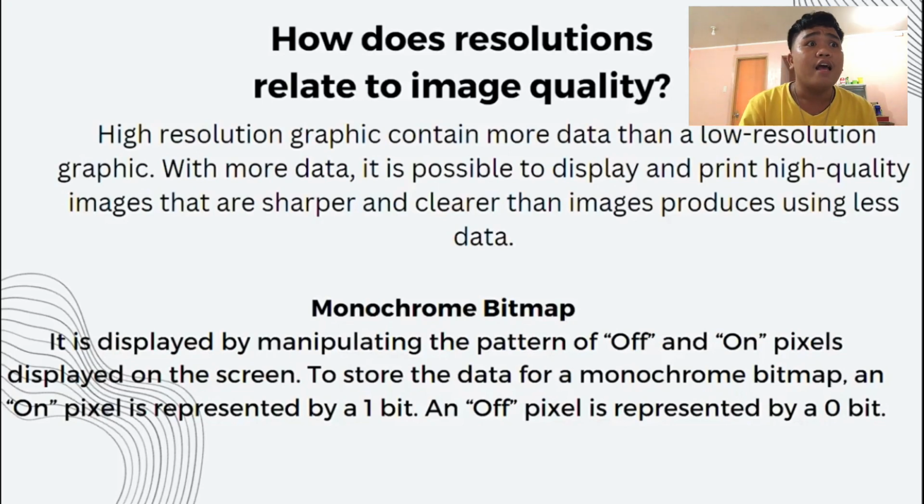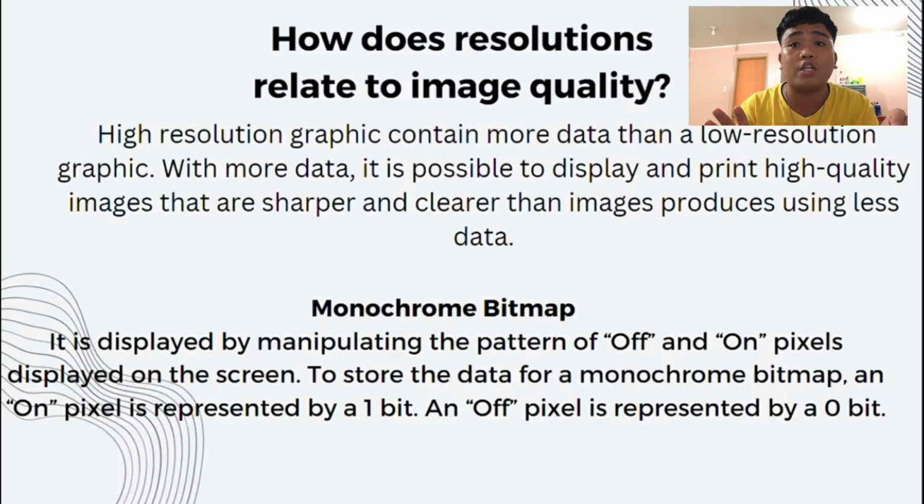Yeah, that's it. Now here is the monochrome bitmap. What is monochrome bitmap, by the way? It is displayed by manipulating the pattern of off and on pixels displayed on the screen. So a monochrome bitmap is another type of bitmap graphic, right?